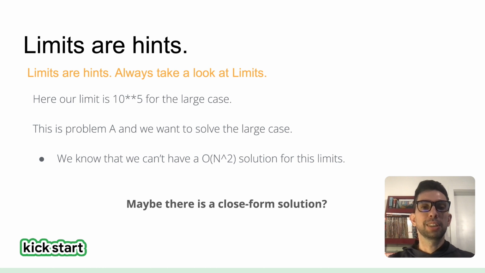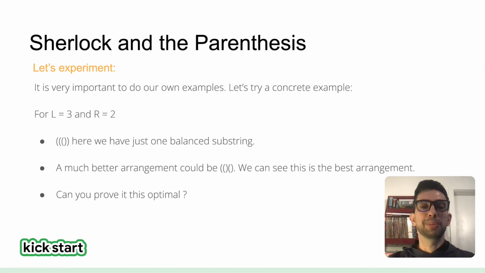I actually think of them as hints for the type of solution that is expected. So our naive solution is too expensive. But what about just calculating the number of balanced strings directly? Yeah, I wonder if there's a closed form solution for this problem. At this point, I recommend grabbing a pen and a paper and writing down some examples. What is the best arrangement of parentheses? Let's take the case, for example, of L equals 3 and R equals 2. It is always good to come up with your own examples and try to figure out how to solve them. I do this even before reading the provided examples.